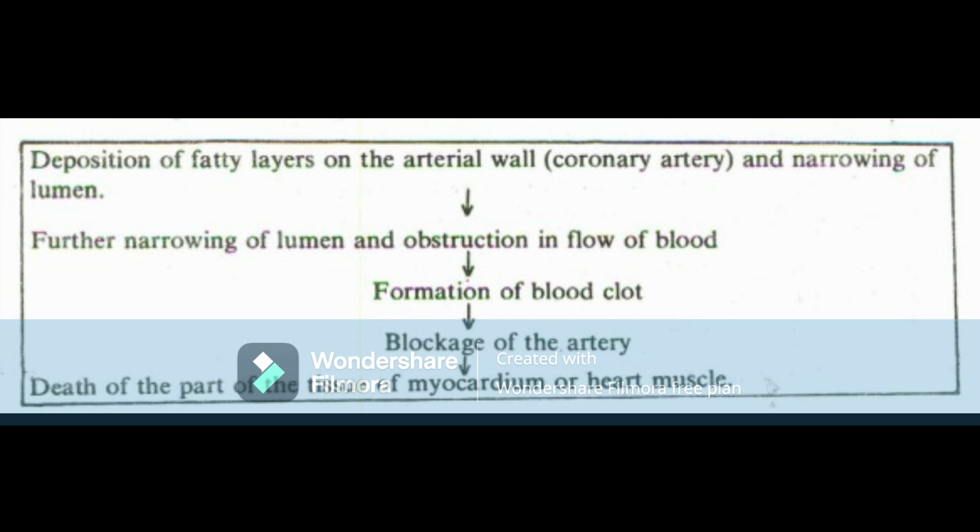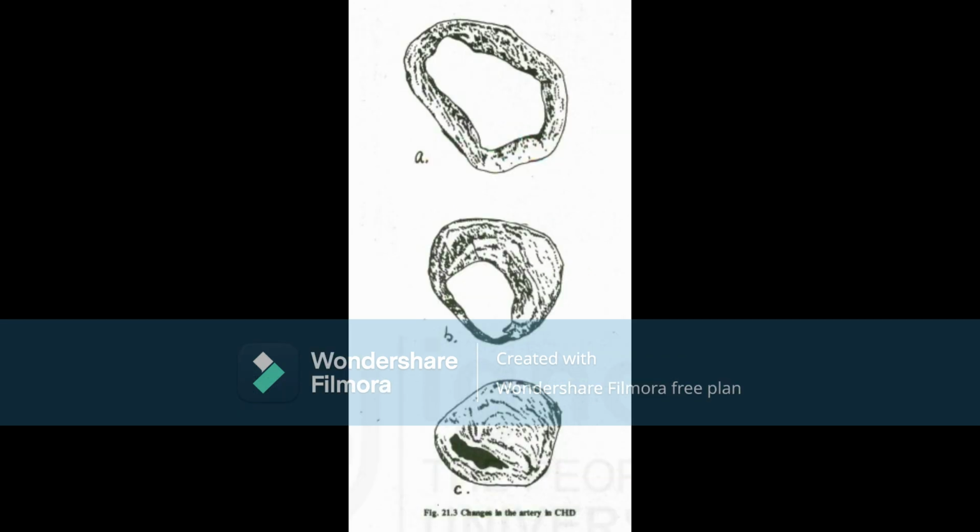Deposition of fatty layers on the arterial wall, coronary artery, and narrowing of lumen. Then further narrowing of the lumen and obstruction in flow of blood, then formation of blood clots, then blockage of the artery, then death of the part of the tissue of myocardium or heart muscle. Look at the screen for the table content. Figure 21.3, change in the artery in CHD.